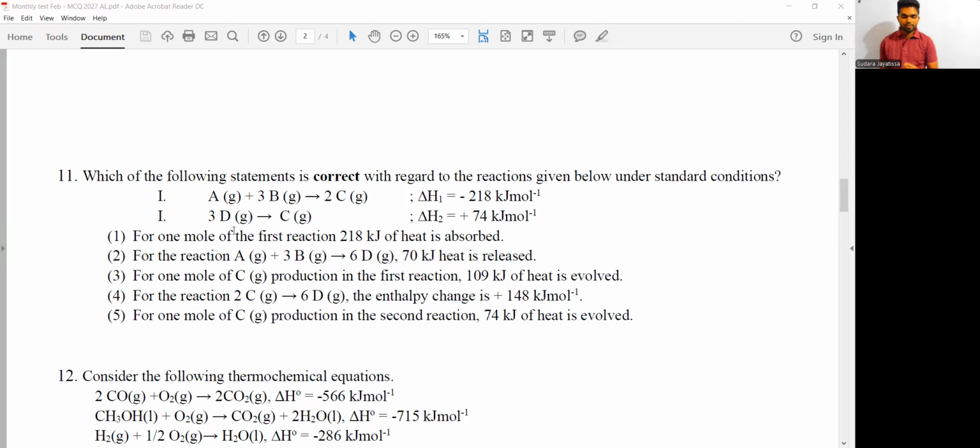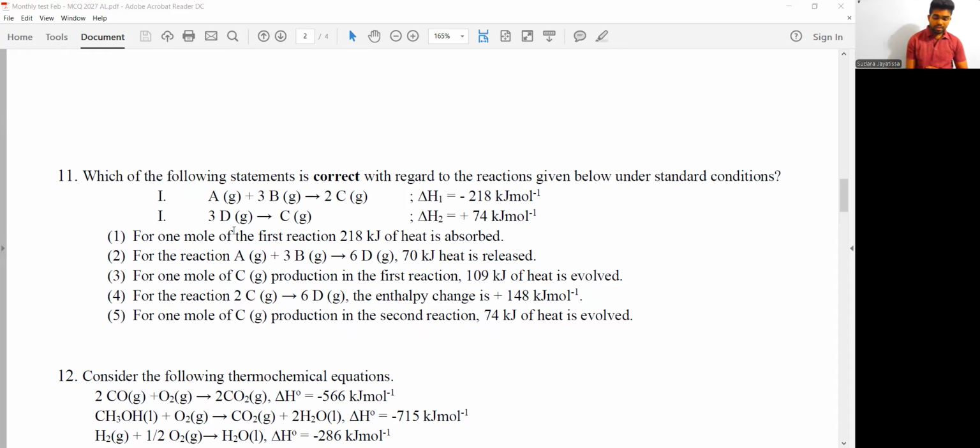So that is wrong. Why? It is minus 218. Minus means it is exothermic, it releases. So not absorbed, it must be released. So underline the word absorbed and say it is wrong. It should be released. 218 kilojoules of heat is released. So the first one is wrong.